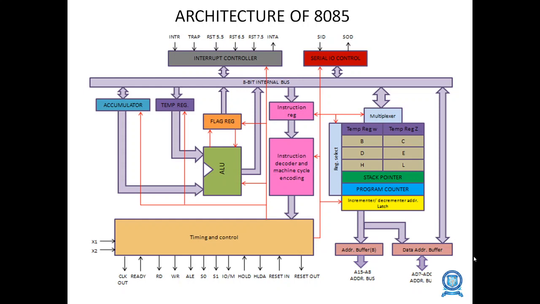And the timing and control unit has X1 and X2, in which there is a clock out signal, a ready input, RD is read, WR is write, ALE, S0, S1 signals, IO/M, hold acknowledge, and reset in and reset out pins. So this is the architecture of 8085, in which the red line shows the movement of data from timing to the accumulator, temporary register, interrupt, instruction set, etc.